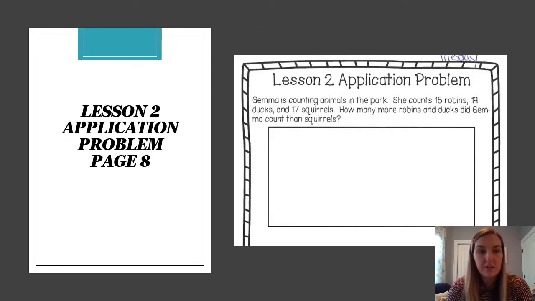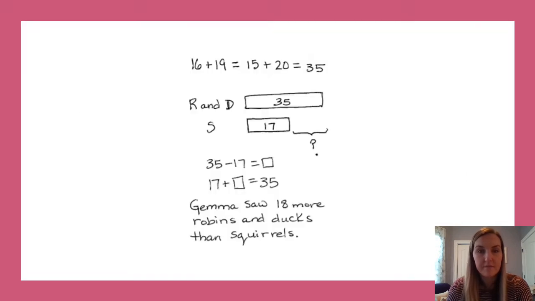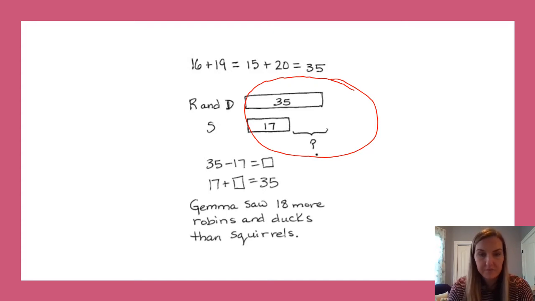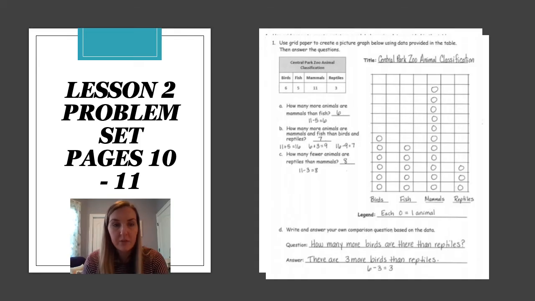Lesson 2 application problem, page 8. Here's the answers. This is called a tape diagram model, so it helps us compare the story problem and the numbers. Gemma saw 18 more robins and ducks than squirrels. Lesson 2 problem set, pages 10 and 11.